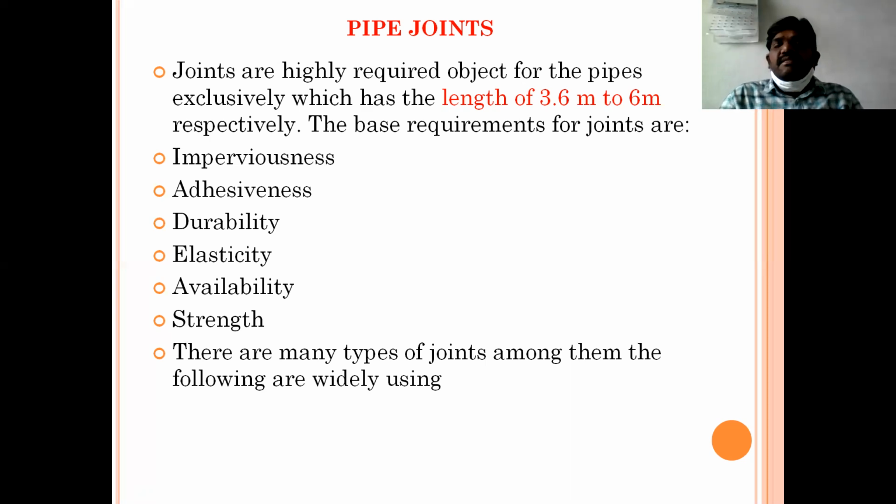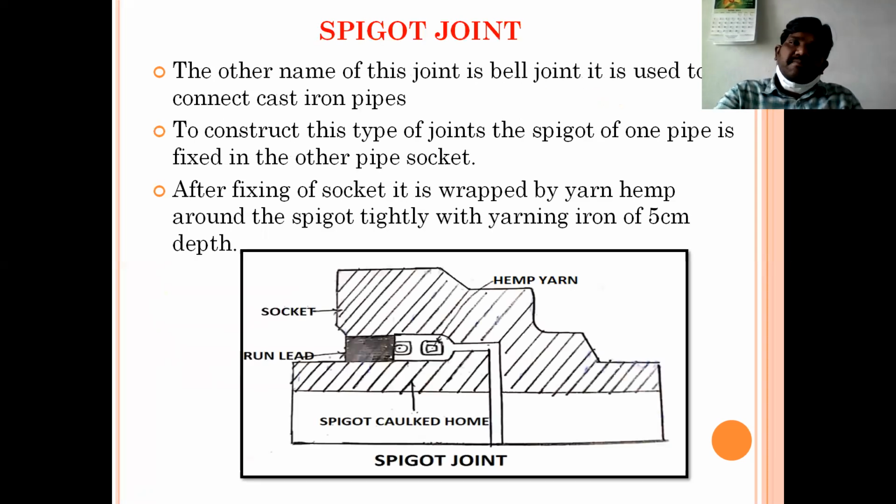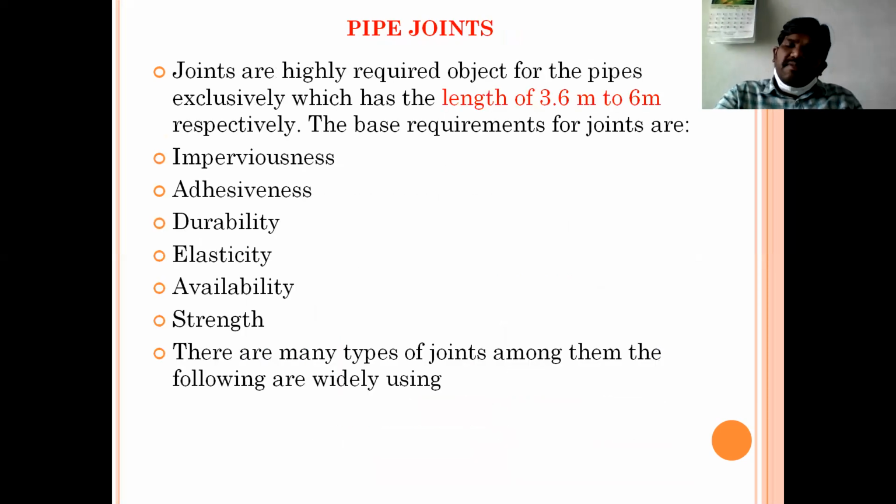Normally, these joints are required for pipes which have a length of 3.6 meters to 6 meters respectively. Understand? This is about pipe joints. Now, there are different types of joints.